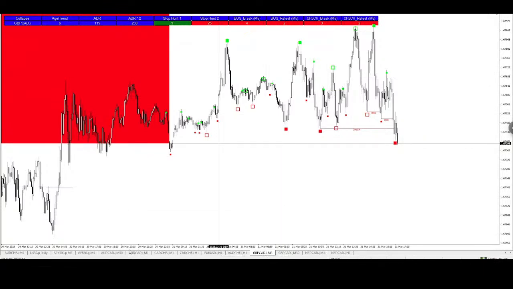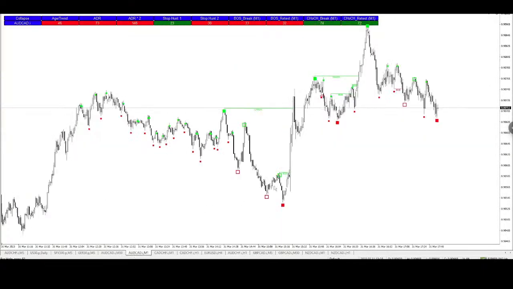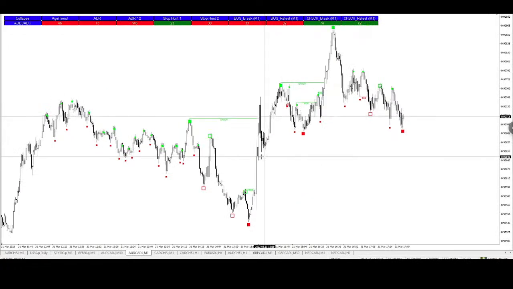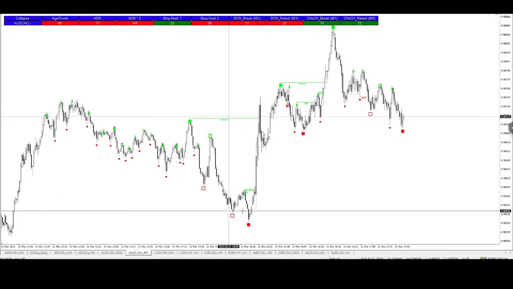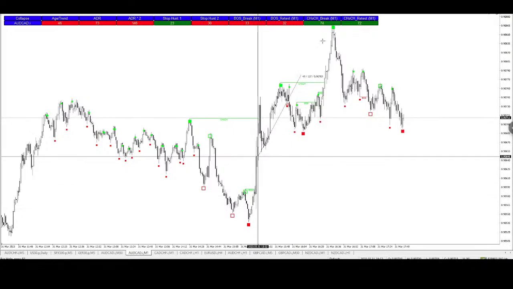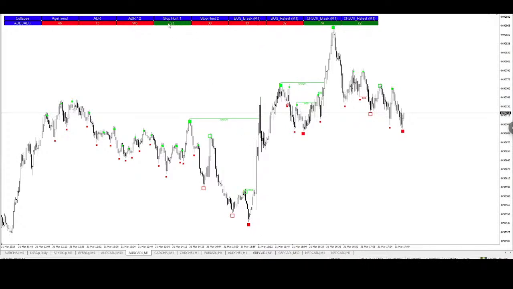Like where was AUD CAD? On AUD CAD here, that was that demand level down here. Boom, you had the breaker structure off the demand, and that was a 20 pip trade like that. Boom, you could have caught that. And again, you can see stop hunt 1 is bullish, but the overall Neo big trend is bearish. So I'm waiting for sells on this, even though it's buying.